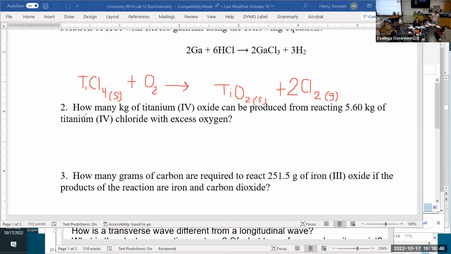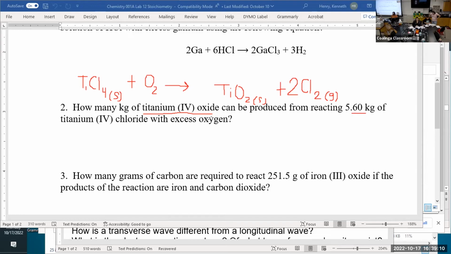So we have a balanced chemical equation, so now we could go into the question. It says, how many kilograms of titanium oxide can be produced from reacting 5.60 kilograms of titanium chloride? Okay, the oxygen is in excess, right?